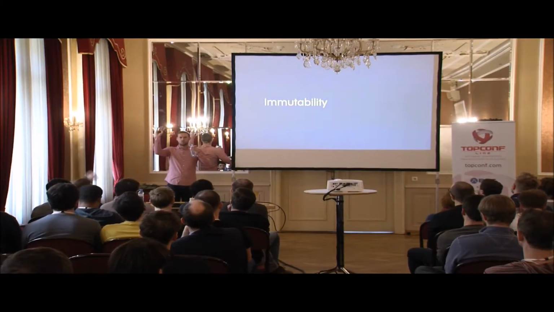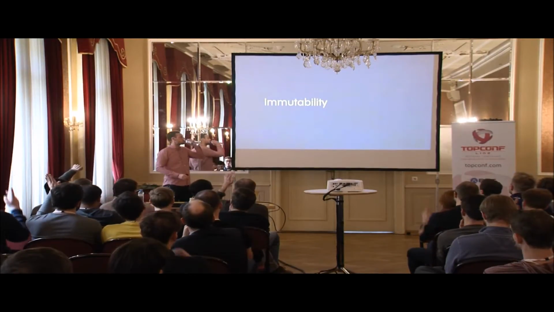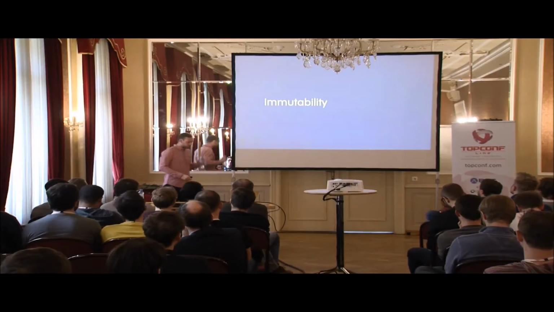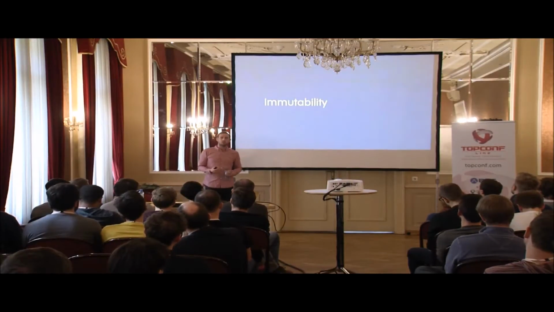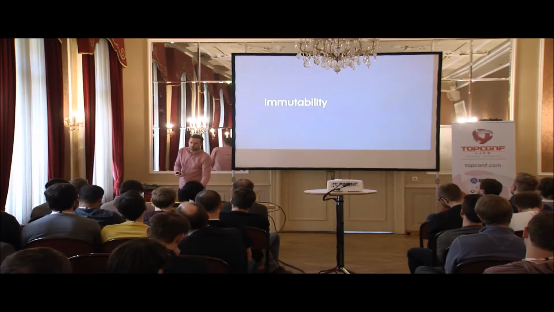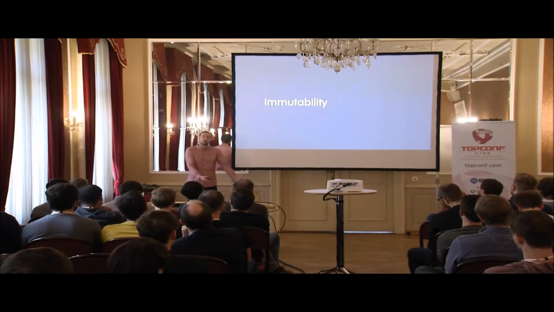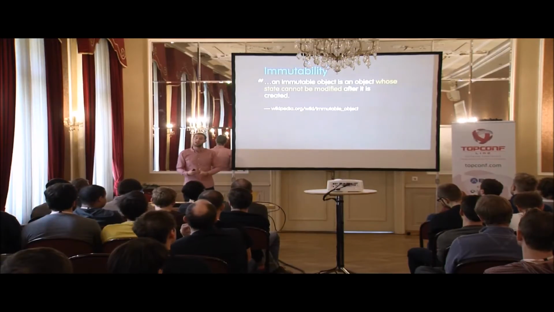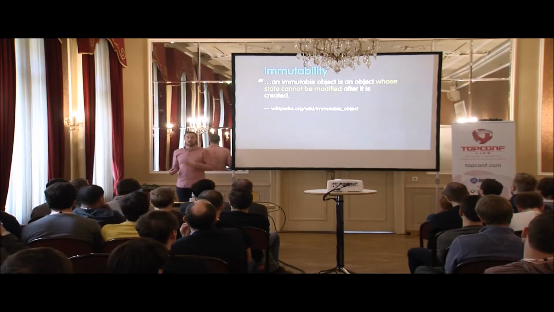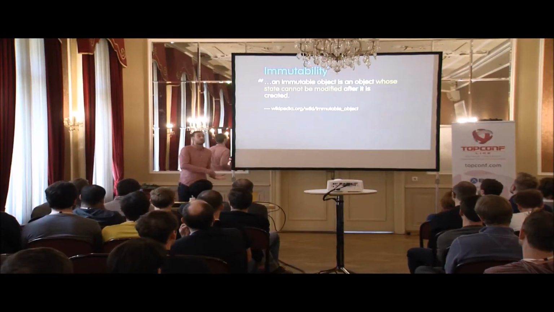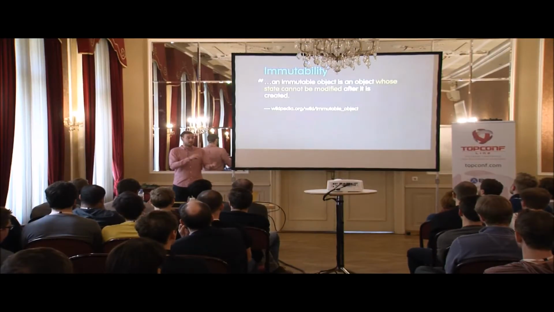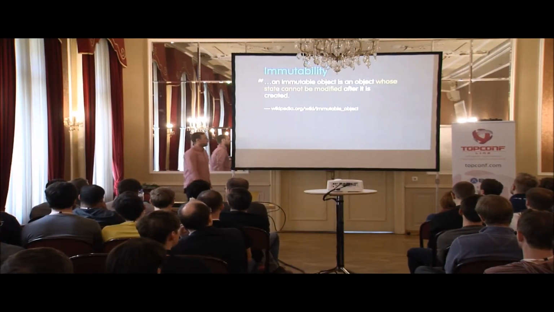Immutability, who's heard of this one? This is quite popular at the moment. Okay, immutability, very popular in functional programming and the JavaScript community at the moment. Immutability deals with mutations. An immutable object is an object whose state cannot be changed after it's been created. So that means a mutable object is an object that can be mutated. It's an object that can have its state changed after it's been created.